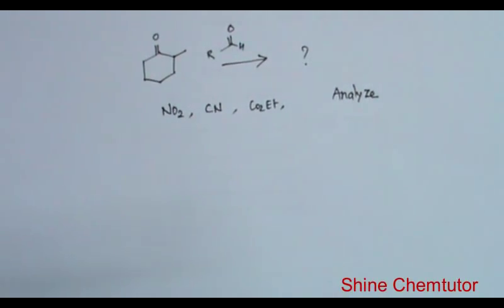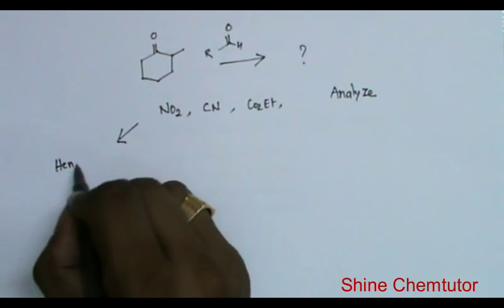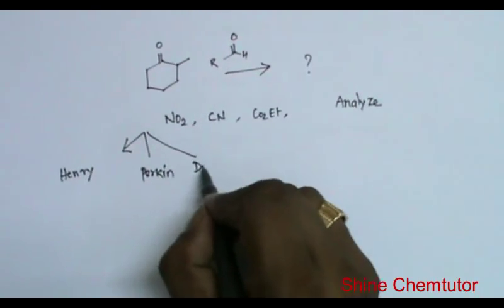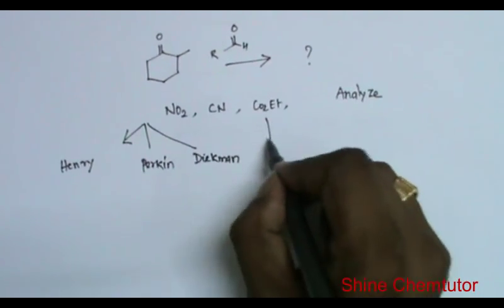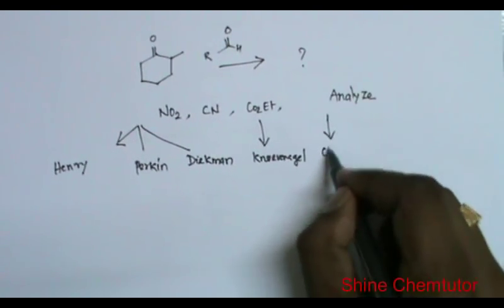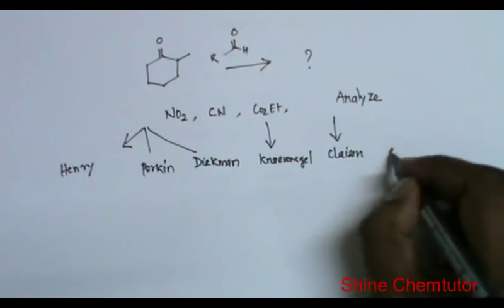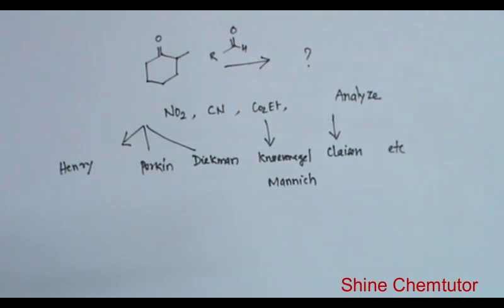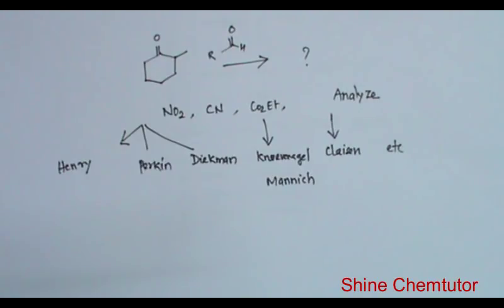If you have analyzed that, you can come to know about the Henry reaction, Perkin reaction, Dieckmann condensation, Knoevenagel condensation, Claisen condensation, etc. Even the Mannich reaction. If you have analyzed the two reactants, you will end up with this result. The last one: with this reaction, can I go for a product? Can I use this as a step in a total synthesis?